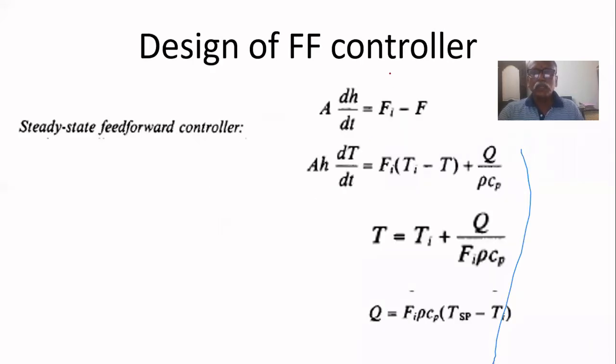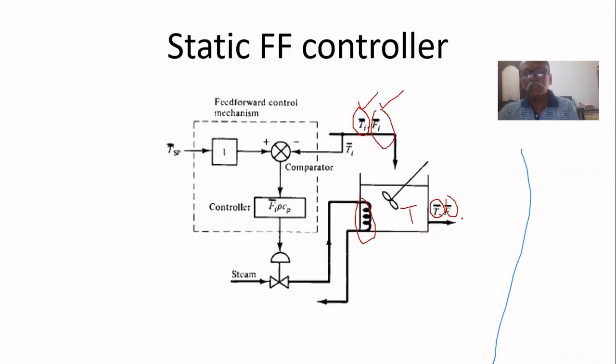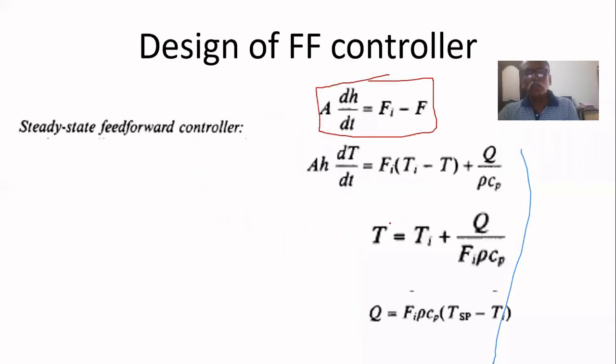You know what the mathematical model of a level process is. Here it can be modeled as both a level as well as a thermal process. If you consider it as a level process, you will get A dH by dt equal to total inflow rate minus total outflow rate. That is equal to the amount of mass accumulated inside.